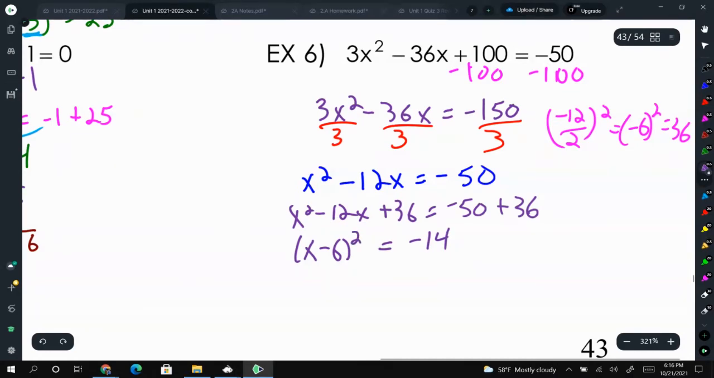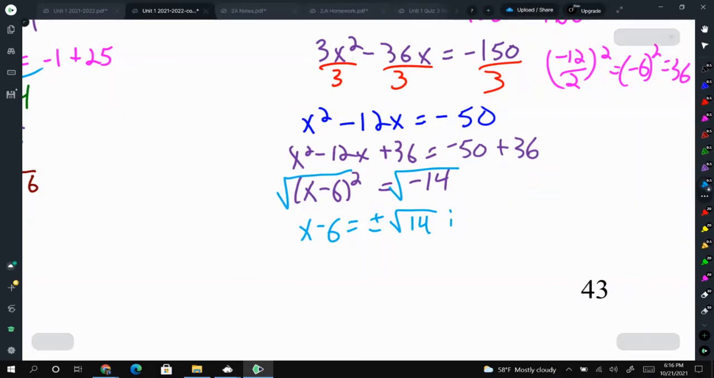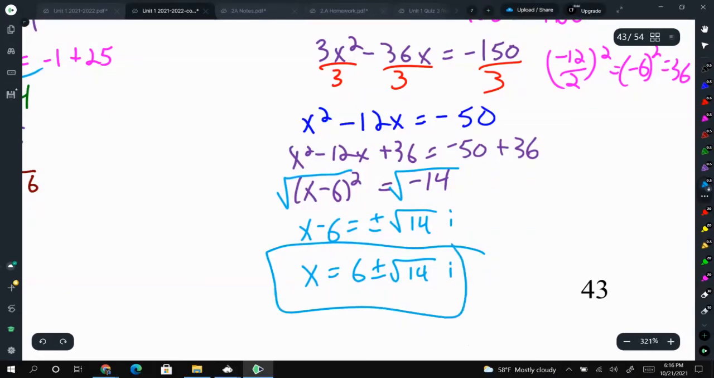Now, you're going to notice that we're going to take the square root here, and if you try to use your calculator, you're going to get a wrong answer. It's going to tell you that there's no real solution, and they're right. There is no real solution. But because we know the imaginary number, i, we can go forward. So x minus 6 equals plus or minus the square root of 14i. Because negative 14 can be broken up into positive 14 times negative 1, and the square root of negative 1 is i. Now we're going to add 6 to both sides. We're going to get x equals 6 plus or minus the square root of 14i. And we can leave our answers just like that, and we'd be done.